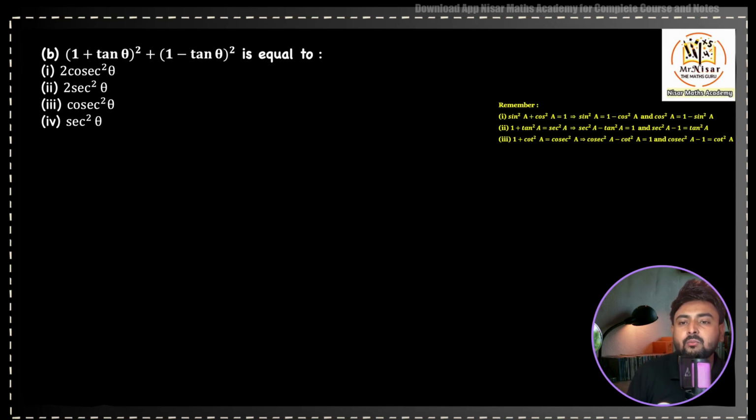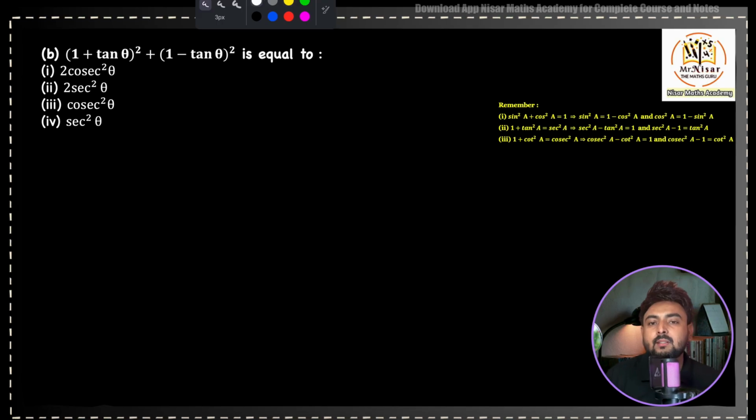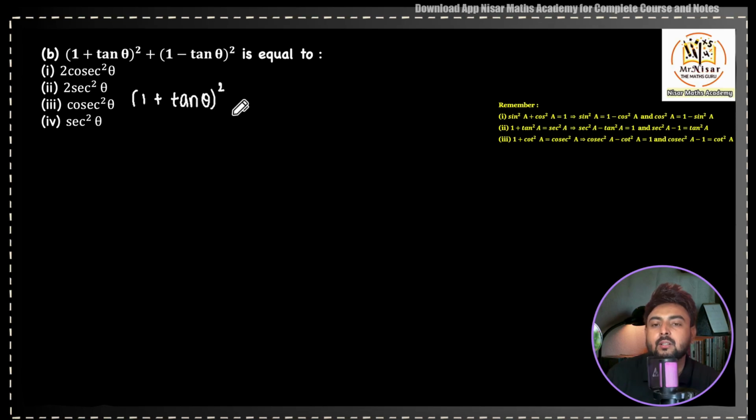The second question we have, children: 1 plus tan square theta plus 1 minus tan theta whole square is equal to, 4 options are given. Again, it's very easy. I'll write the question here. It's given that 1 plus tan theta whole square plus 1 minus tan theta whole square. This I have to solve.